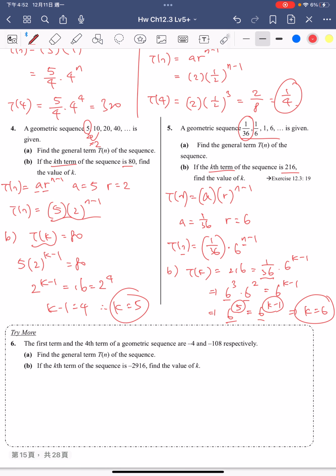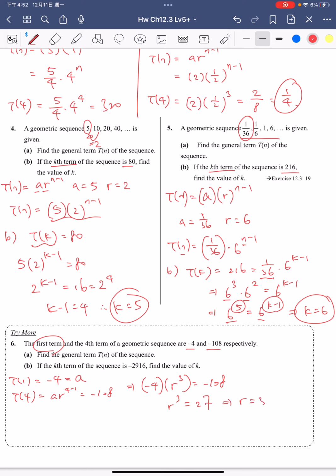Alright, so for the last question, question 6, the first term and the fourth term are equal to negative 4 and negative 108. So find out the general term. For the first term, we can write T1, isn't it? So T1 is equal to negative 4, and sometimes we use a to represent our first term. And we have T4 can be written as a r to the power of 4 minus 1, and it gives the answer equal to negative 108. So we substitute our T1 back into this T4. Then this is equal to negative 4 times r to the power of 3, because 4 minus 1 gives you 3. This is equal to negative 108. So we have r cubed equal to 27, which means that the ratio is 3.